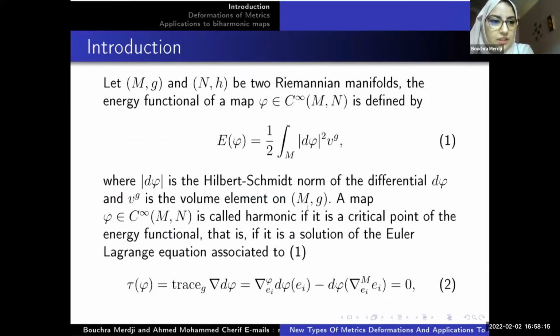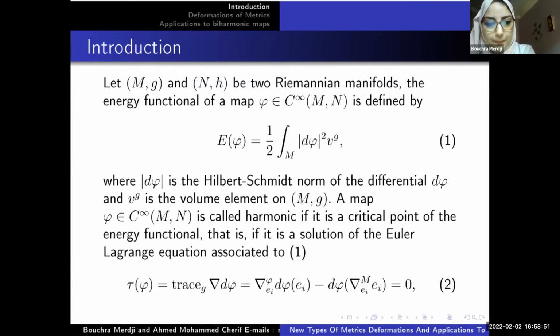So, an introduction. We have two Riemannian manifolds, M equipped with the metric G and N equipped with the metric H. The energy functional of a differentiable map varphi is defined by equation number 1, which is equal to 1/2 the integral on M of the squared norm of the differential of the map varphi, Vg, where this is the Hilbert-Schmidt norm of the differential of the map varphi, and Vg is the volume element on the manifold M.